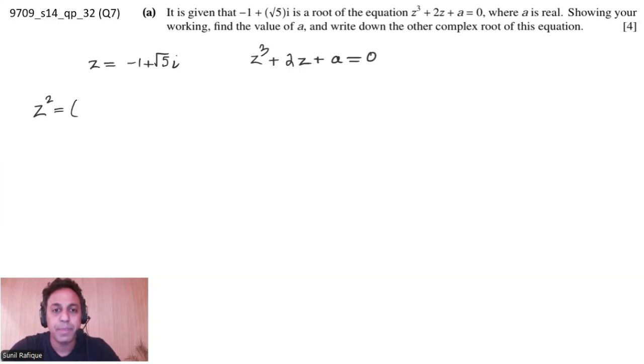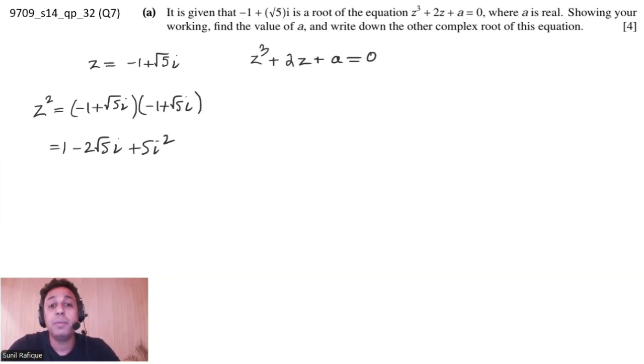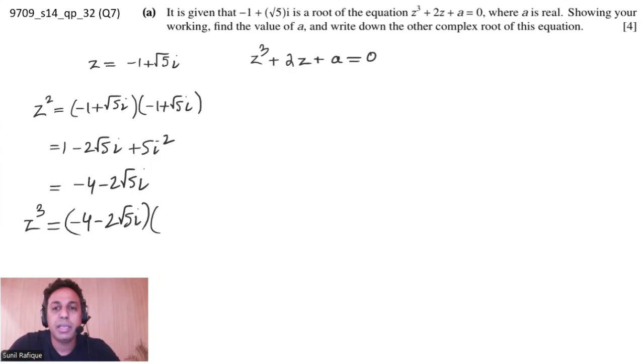You'll find out how. So -1 plus root 5i and -1 plus root 5i. I'm expanding this double bracket. 1 minus 2 root 5i and plus 5 iota squared, which is going to be a -5, so -4 minus 2 root 5i. So now I find z cube, which is going to be -4 minus 2 root 5 iota, and times again z. So you know what I'm doing? I'm multiplying the z squared with a z to get z cube.